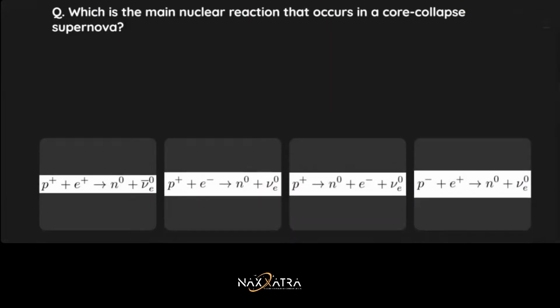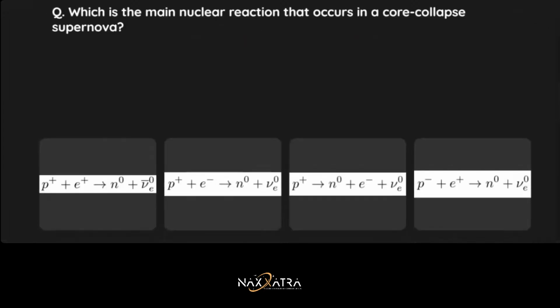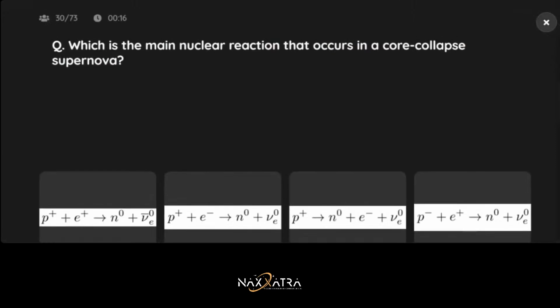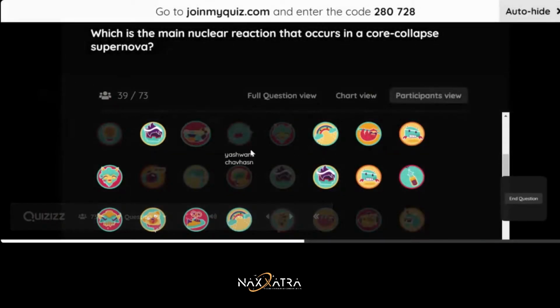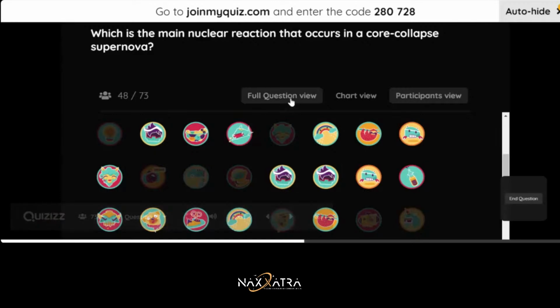Which is the main nuclear reaction that occurs in a core collapse supernova? So which is the main nuclear reaction occurring in a core collapse supernova? So we have 25 seconds remaining. Fast, try to answer. I think we can give them a little bit extra time for this question. So I'm giving 10 seconds extra. Please try to answer. Now, you need not be a particle physics researcher to know the answer. Basic ideas are enough to guess the correct answer. Okay, I'll end the responses in 5, 4, 3, 2, and 1.